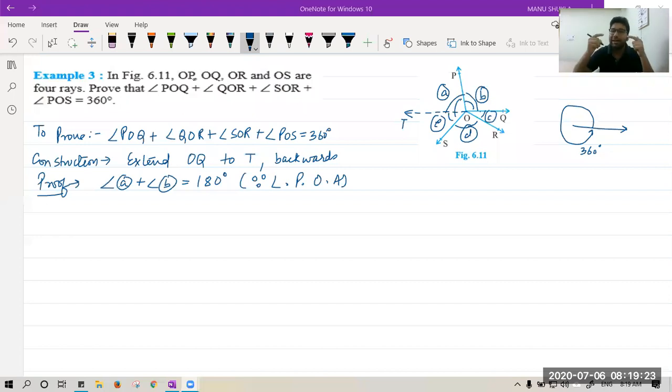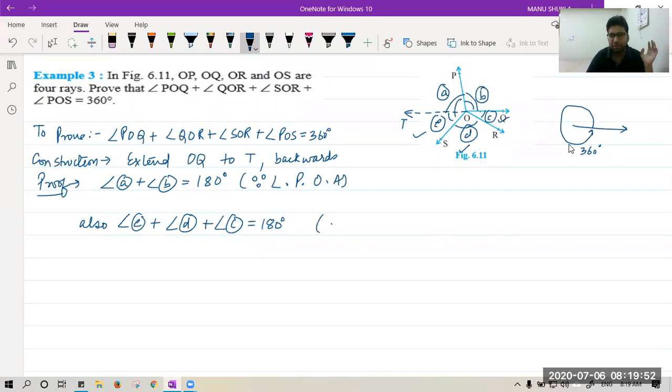Now, similarly, I can write the other part, that is angle E, angle D plus angle C is also forming a linear pair. So you can also write angle E plus angle D plus angle C is equal to 180 degrees. The reason is the same, linear pair of angles. Now let me call it equation number 1 and let me call it equation number 2.